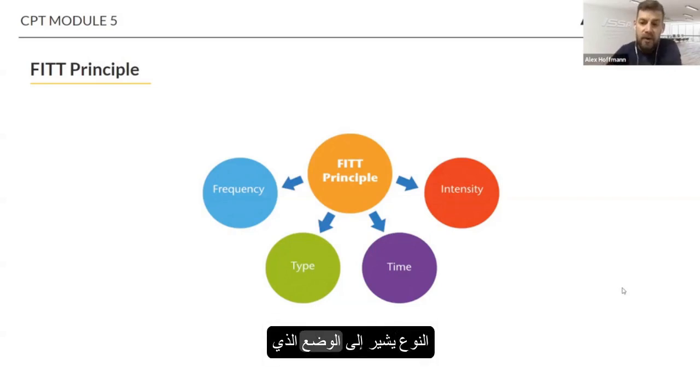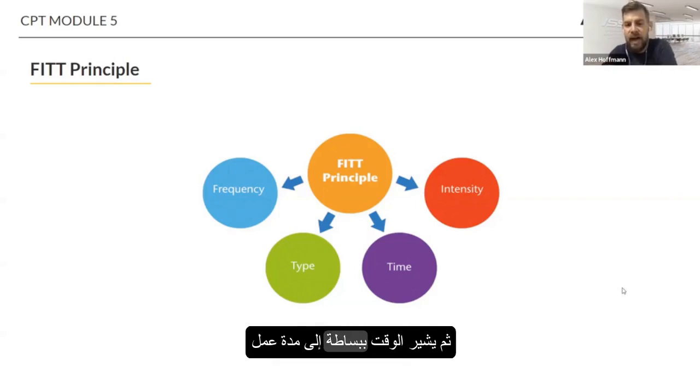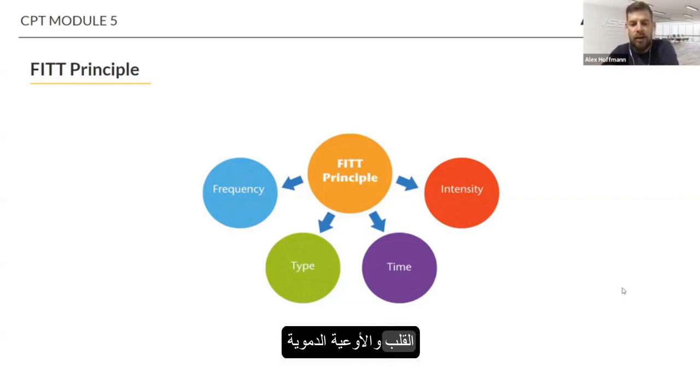Type refers to the mode that we're using. So are you on a treadmill? Are you on a track? Are you on a hill, etc.? And then time is simply referring to how long the cardiovascular activity is taking place. So are you exercising for 10 minutes, 30 minutes, an hour, etc.?